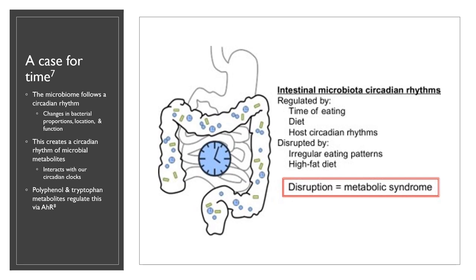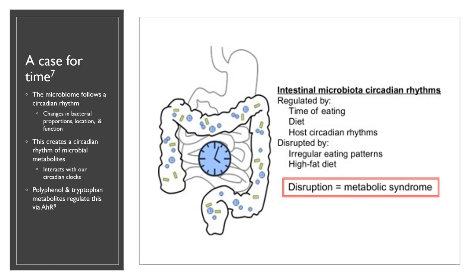And they change their function as well. For the most part, our intestinal microbiome is regulated by the times that we eat, the diet that we're eating, as well as our own personal circadian rhythm. We can disrupt these by having irregular eating patterns, meaning we eat at different times of the day every day, and a high-fat diet. Keeping in mind the high-fat diet is not like a keto diet. A high-fat diet for this discussion is basically a garbage junk food diet, like eating at McDonald's and Burger King all the time. So this timing of our meal exposures, as well as our general circadian rhythms, create a rhythm of microbial metabolites that interact with our other circadian clocks, the one in the gut, ones in our muscles, the liver, everywhere throughout the body.